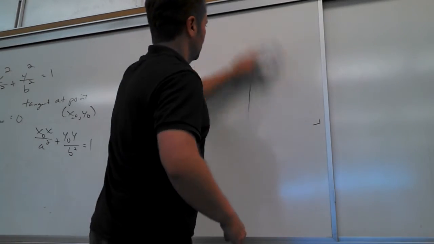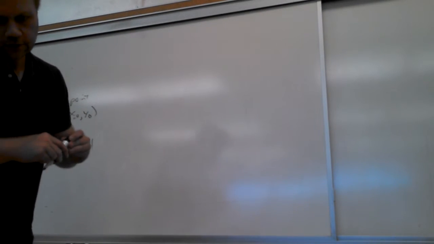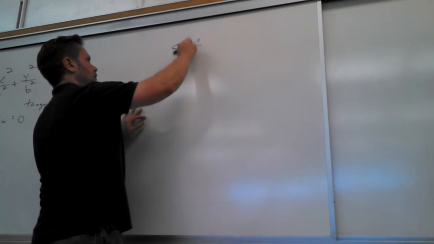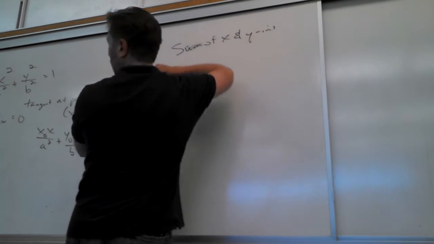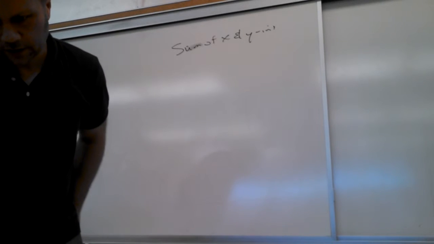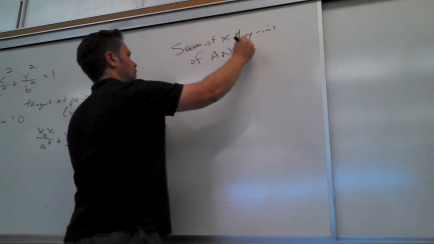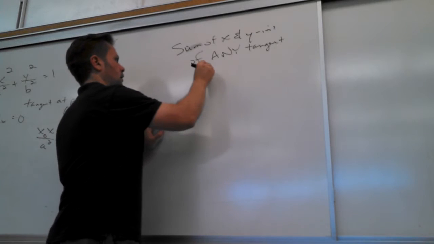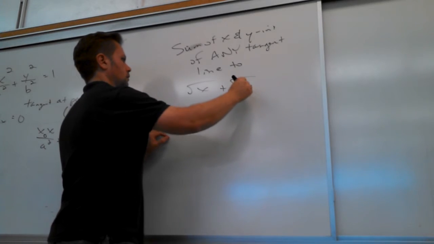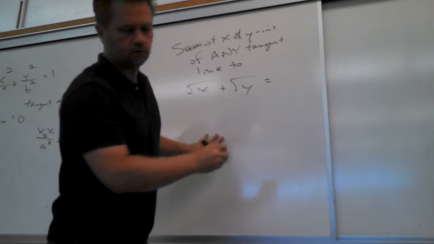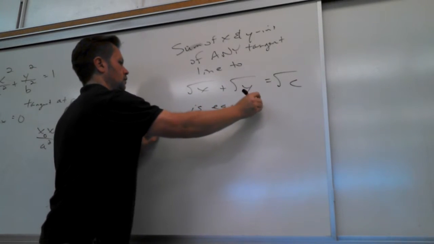Alright. So again, as I do, I'll explain what the idea is and then stop. So this one says, show that the sum of the x and y intercepts of any tangent line to this curve, square root of x plus square root of y equals square root of c, is equal to c.